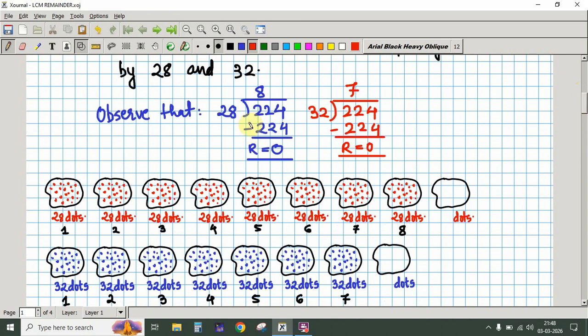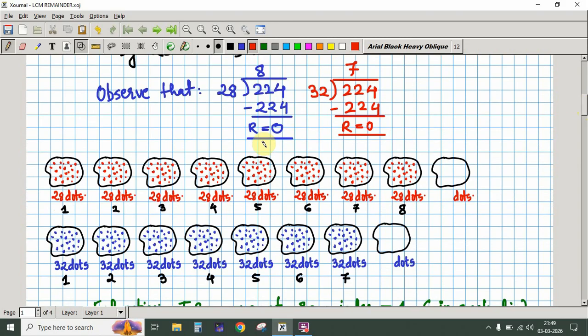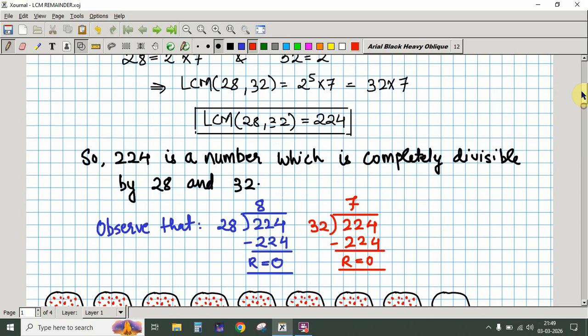This is our traditional division. We can see the calculation. 224 divided by 28 gives quotient 8 and remainder 0. Same with 32, quotient is 7 and remainder is 0. Here I have a small explanation which will clarify the theory behind the process of solving this question.